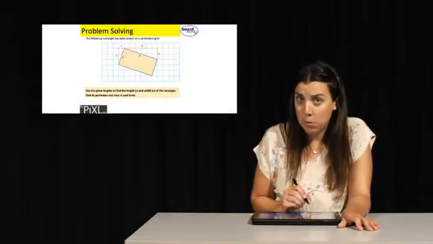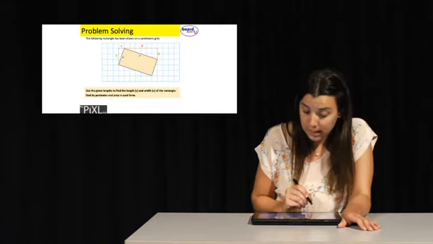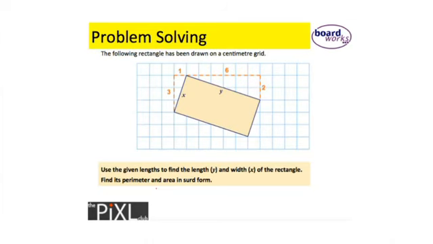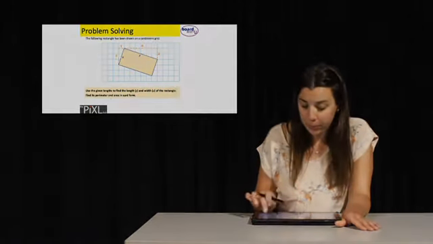So let's look at some problems now involving surds. The following rectangle has been drawn on a centimetre grid. Using the given lengths to find the length y and the width x of the rectangle, find its perimeter and area in surd form. 3 minutes, off you go.